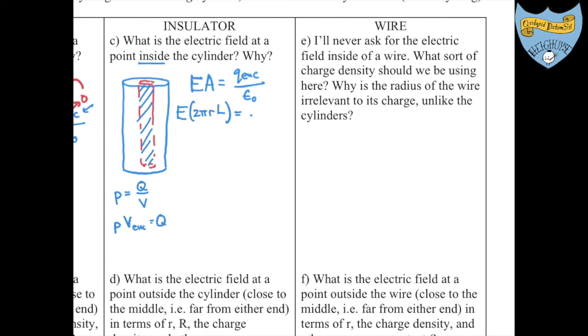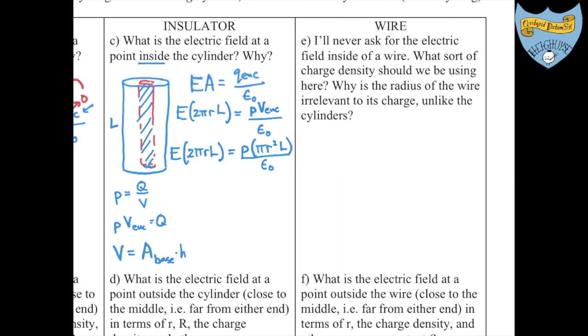Okay, so we will have rho times V enclosed. All right, the volume of charge enclosed. This should take you way back to one of those basic geometry formulas, which is that volume is the area of the base times the height. The height is L. The area of the base is a circle, so that would be pi r squared L.